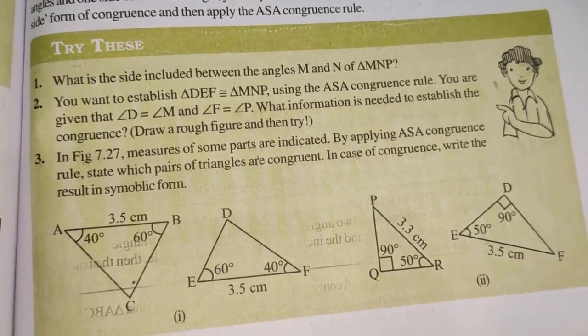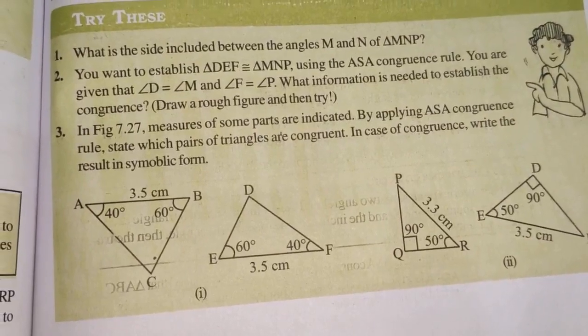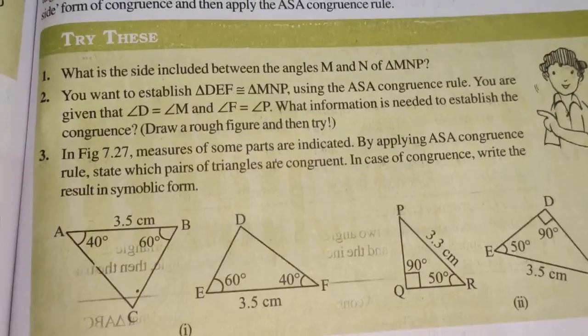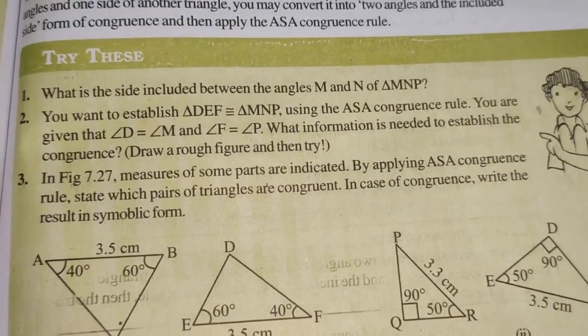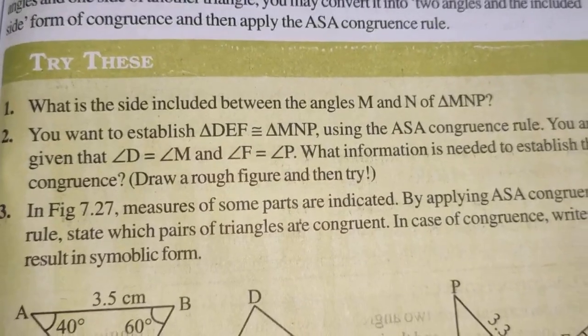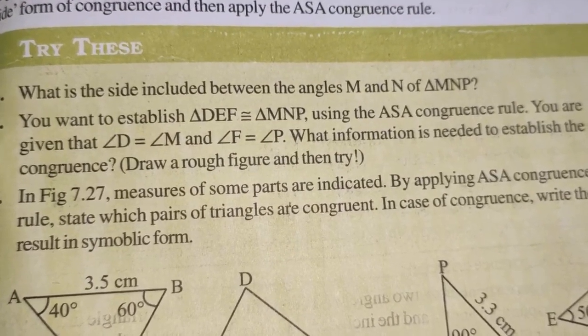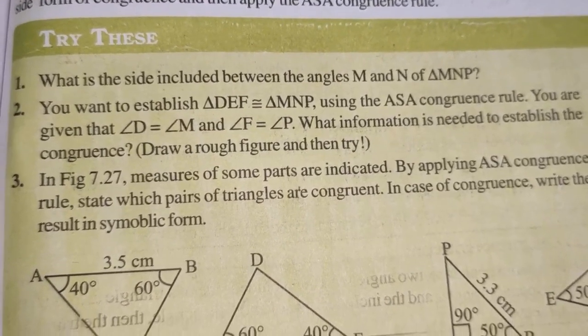Now today we are doing Try These, page number 145, chapter number 7, congruence of triangles. This is question number 1. What is the side included between the angle M and angle N of triangle MNP?